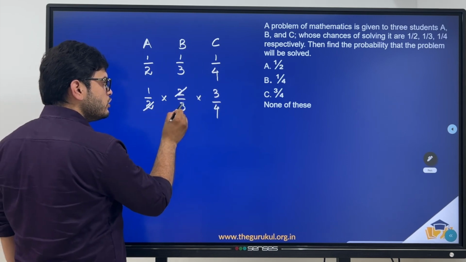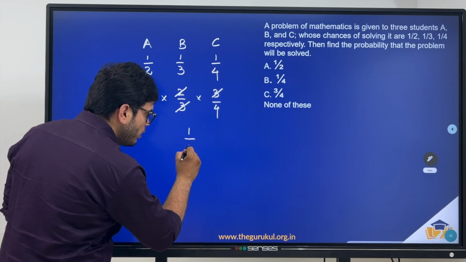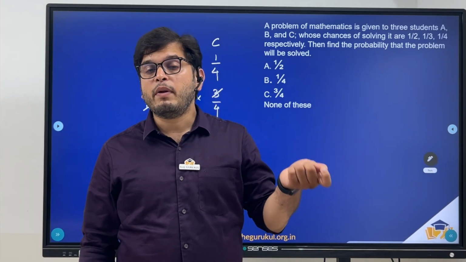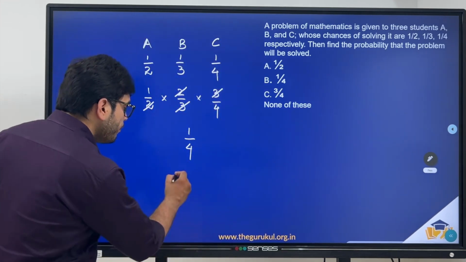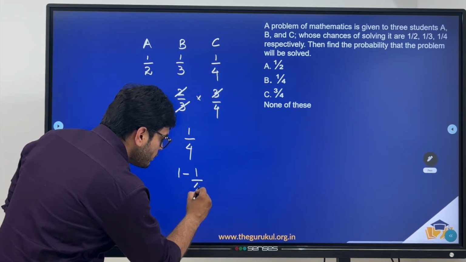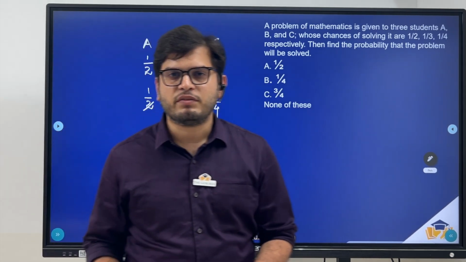So I can cancel these two. I can cancel these two. So the probability of the problem not being solved is 1 by 4. If the probability of the problem not being solved is 1 by 4, the probability of the problem being solved is 1 minus 1 by 4. 3 by 4 should be the answer for this question.